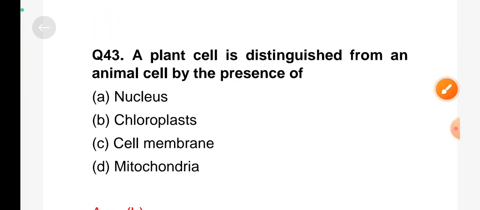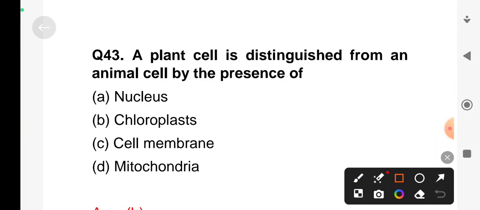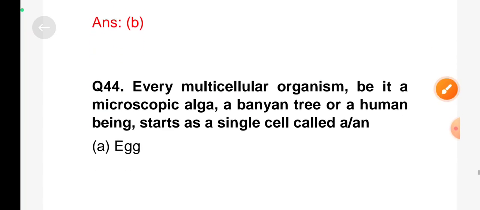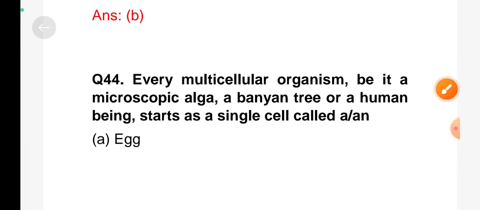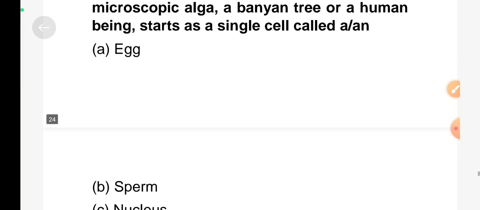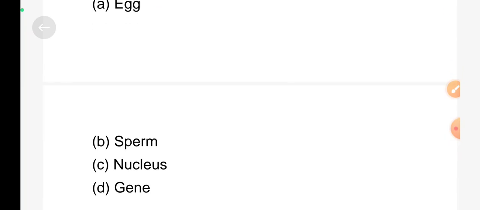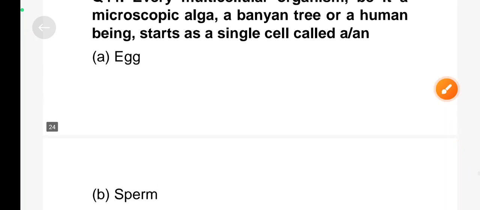A plant cell is distinguished from an animal cell by the presence of option A nucleus, option B chloroplast, option C cell membrane, option D mitochondria. Right answer is option B, chloroplast. Every multicellular organism, be it a microscopic alga, a banyan tree or a human being, starts as a single cell called option A egg, option B sperm, option C nucleus, option D gene. Right answer is option A, egg.